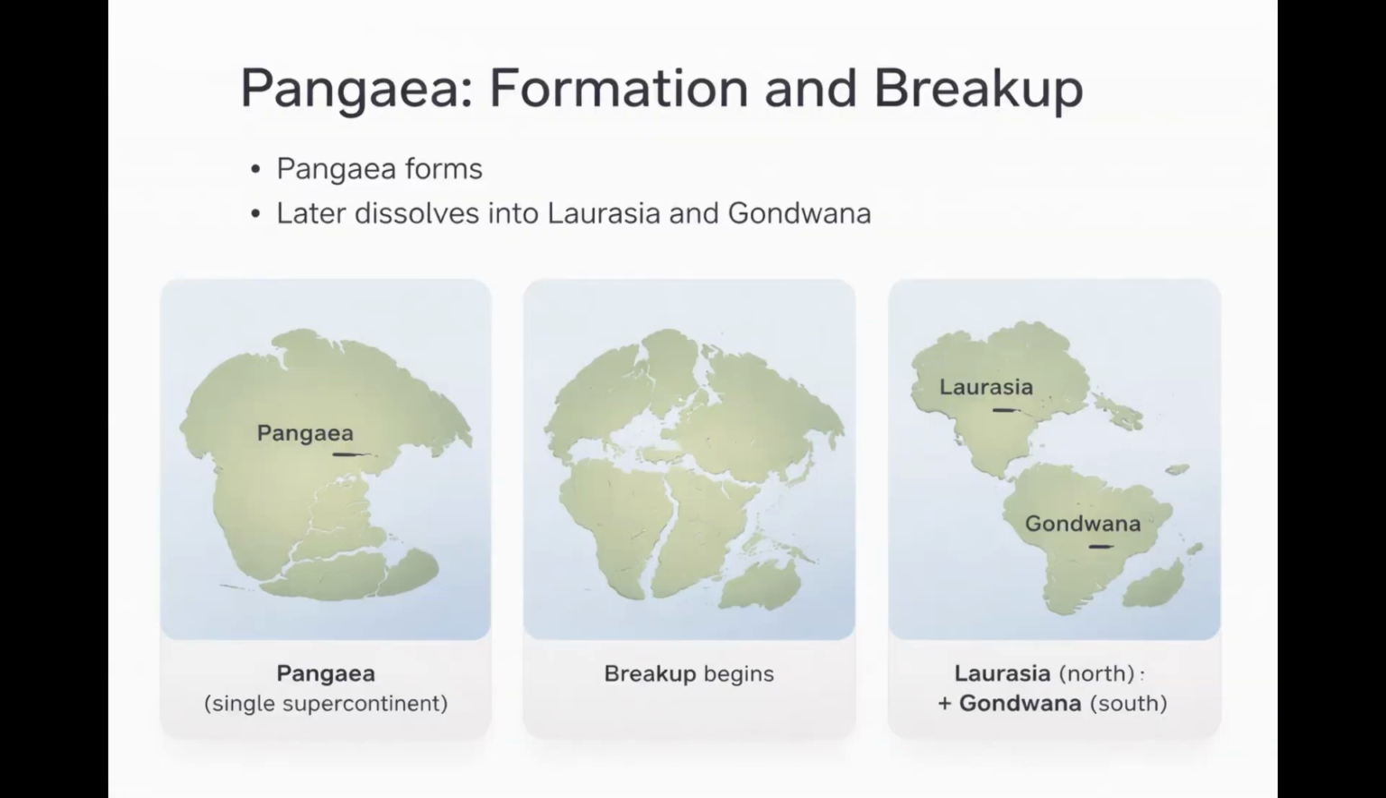The Phanerozoic also includes major tectonic reorganizations. One of the biggest is the formation of Pangaea, a supercontinent where most landmasses were joined. Later, Pangaea breaks apart into two major pieces, Laurasia in the north and Gondwana in the south. These continental shifts matter because they reshape climates, ocean circulation, habitats, and evolutionary pathways.